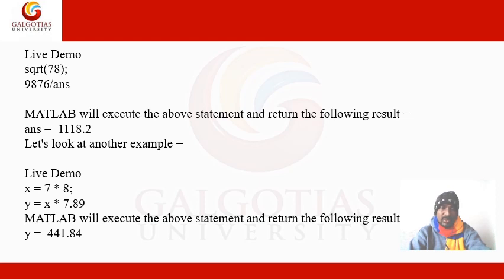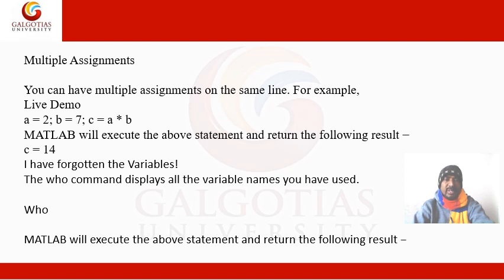This software helps us to make complicated calculations very simple. Then we can see multiple assignments. A equal to 2, B equal to 7, and C equal to A star B. It will perform the multiplication operation and give the result.